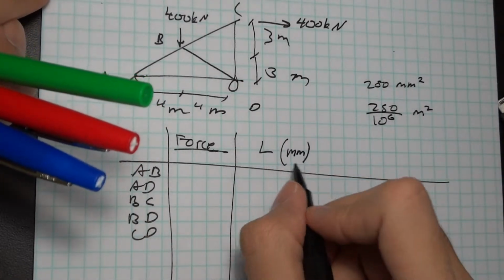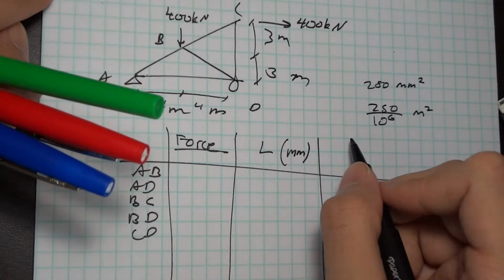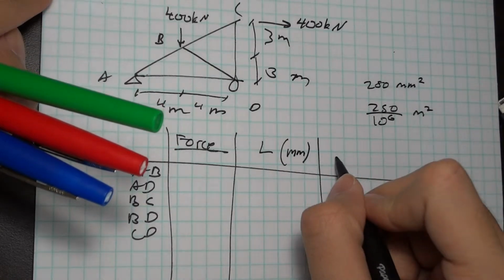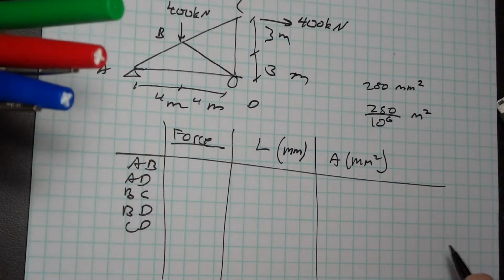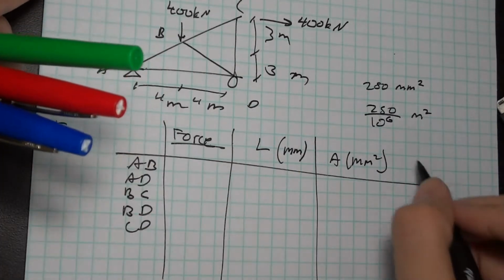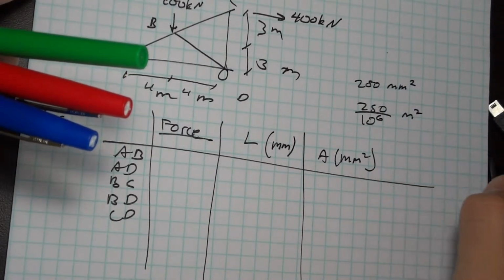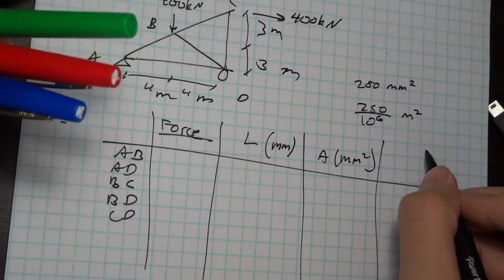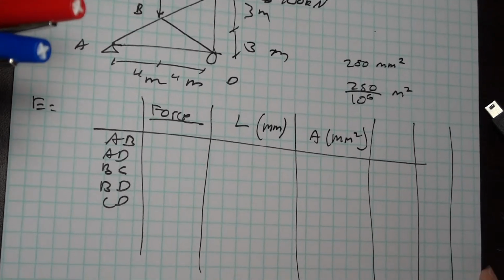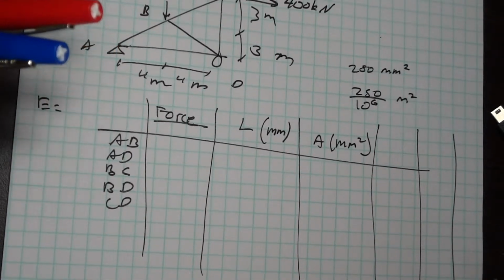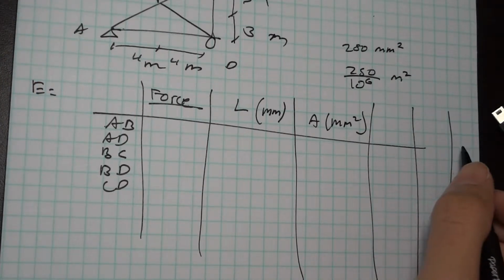So yes, I convert my length to millimeters. You want to put down the area, your area in millimeters squared. Your E is given, so you don't need to include that, but you can include it here, E equals. And then you want to have extra columns. Okay, I didn't draw this very well, but you guys get the idea. These extra columns I'll leave blank for now. I'll tell you what they are.